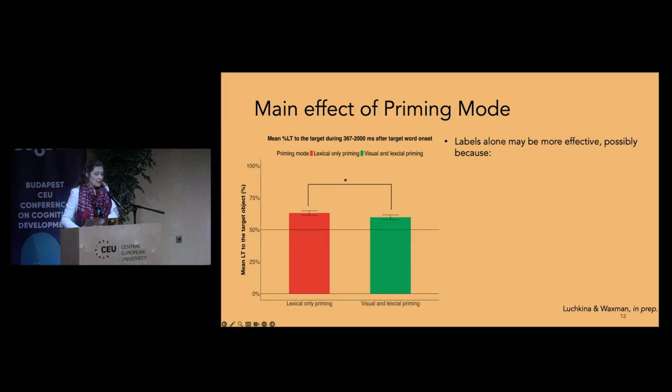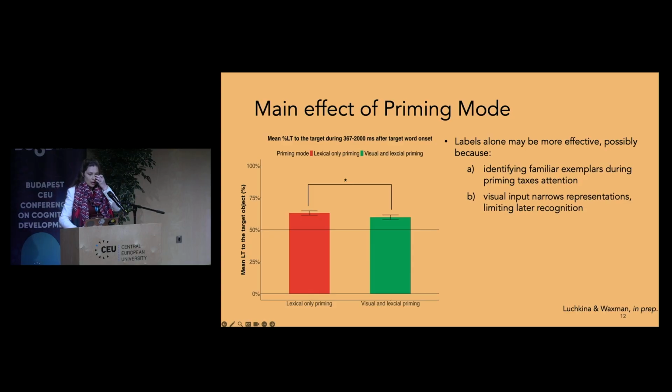You know, we see that labels alone can be more effective. It can be because maybe when we do the priming, identifying familiar exemplars during priming somehow taxes infants' attention because we're giving them visual and lexical input. It could be that visual input somehow narrows representations, that the lack of visual input doesn't, it just activates the relevant category. But one way or another, what we are finding is that infants can form representations of unseen objects from linguistic input alone, okay?